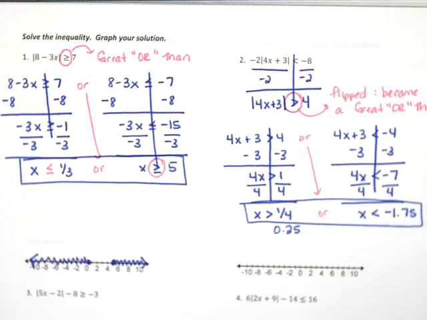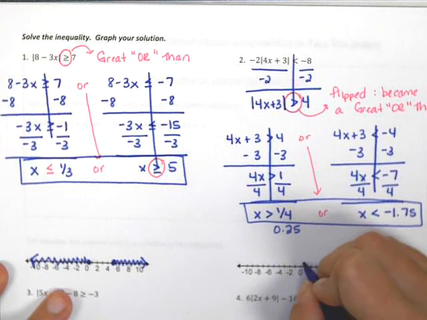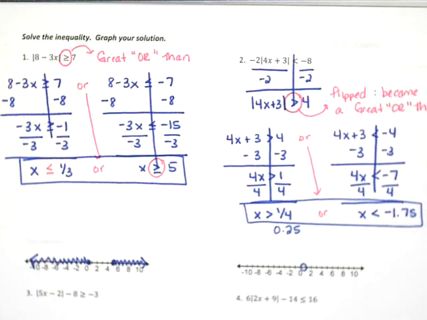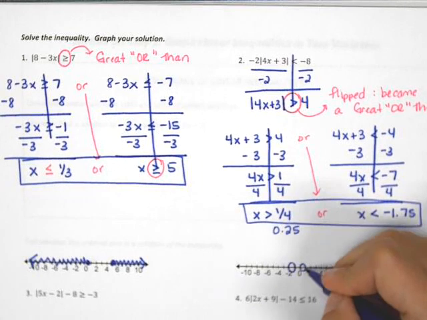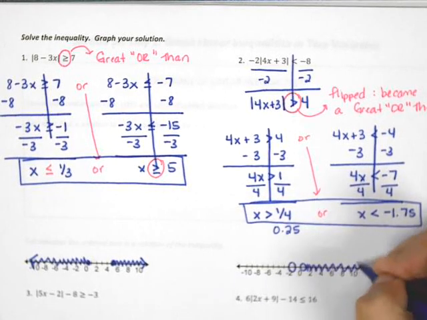Now to graph that, I'm going to put an open circle on the 1/4, which is in between 0 and 1, and an open circle on the negative 1.75, which is in between negative 1 and negative 2, and I'm going to shade to the outside.